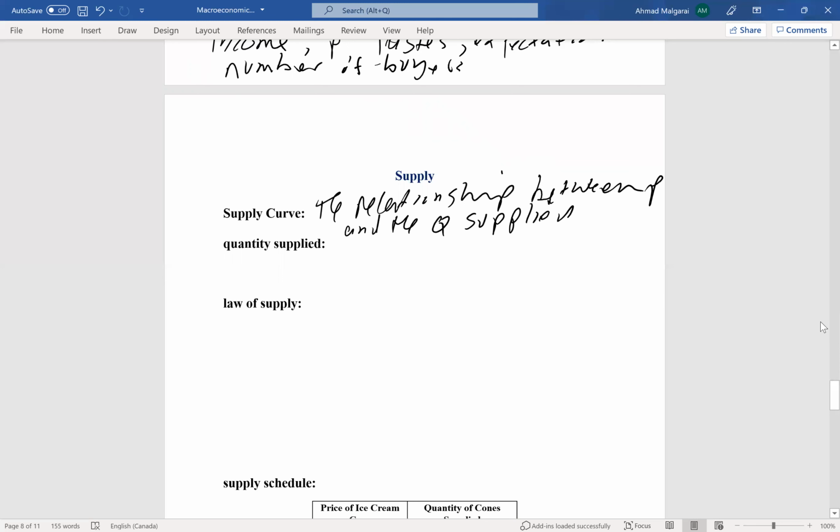And this brings us to the issue of quantity supplied. What is quantity supplied? Quantity supplied is the amount of a good that sellers are willing and able to sell. In the previous market, quantity demanded was the amount of a good that a buyer is willing to purchase. But here, quantity supplied is the amount of a good that a seller is willing and able to sell.